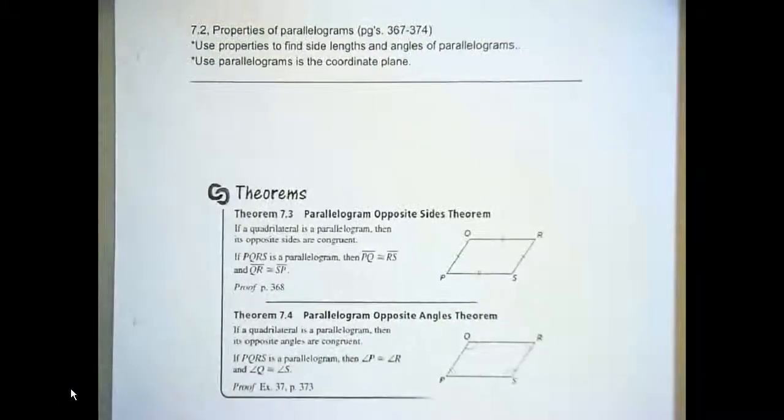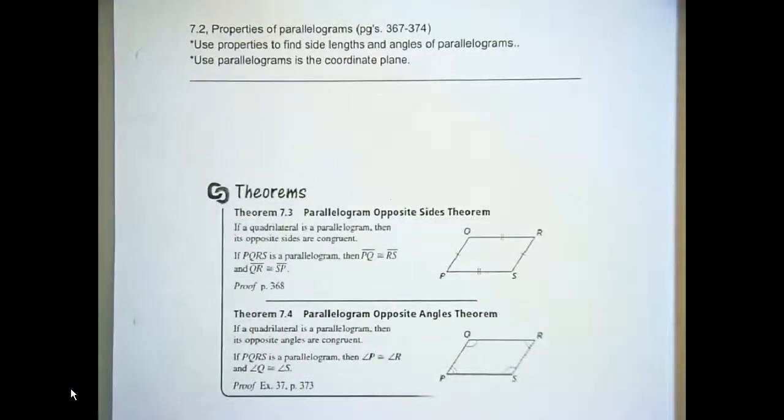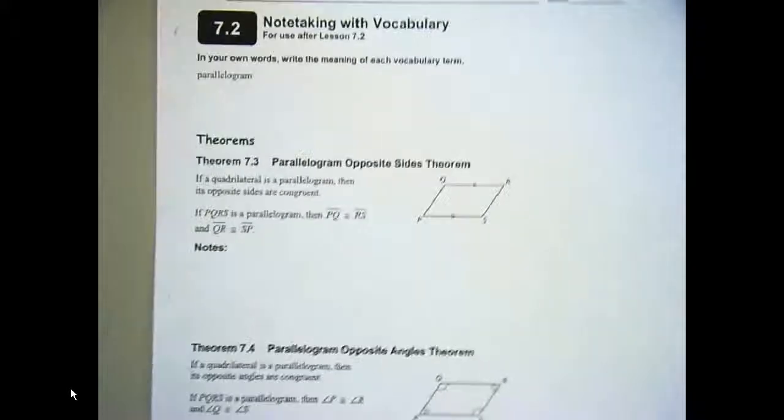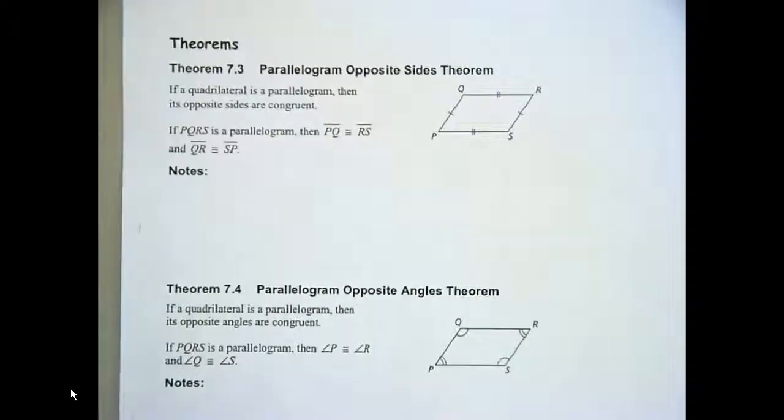7.2 Properties of Parallelograms. I want you to take a look at your student journal, page 202, where you'll see these properties. In fact, I'll put page 202 up there. That's kind of in the book format, but that's what page 202 looks like. You have two properties right there.